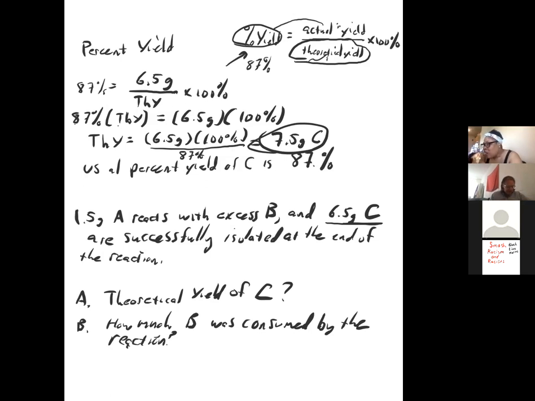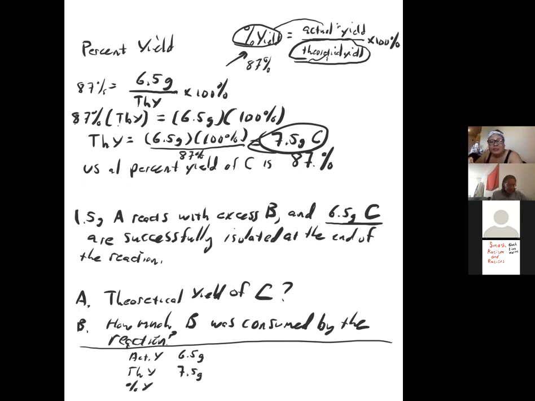Actually, I don't want to erase anything because we still have part B. So here's a little table. Actual yield, 6.5 grams. Theoretical yield, 7.5 grams. Percent yield, 87. Okay? So really all we're saying is that 6.5 grams is 87% of 7.5 grams.